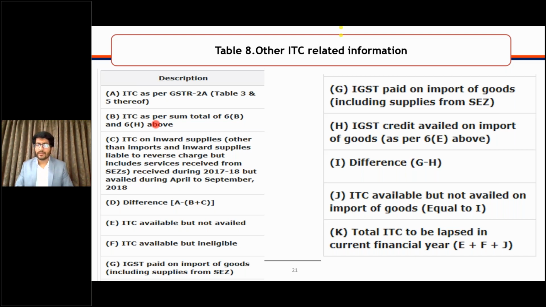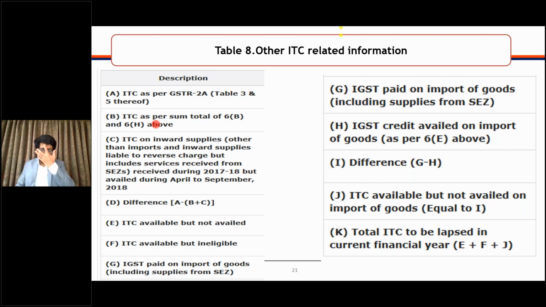There is no such requirement. Table 8A is only for the purpose of information collection and it has no connection with tax liability calculation. So table 8A consists of ITC as per 2A. It is auto-populated and cannot be changed. Table 8B consists of ITC as per table 6B and 6H. It is also auto-populated from table number 6 and cannot be changed.